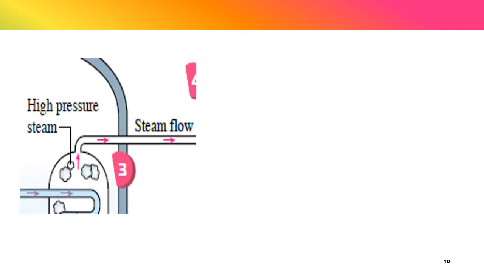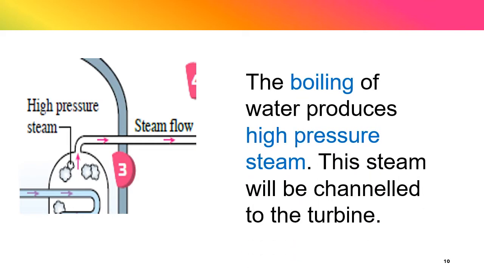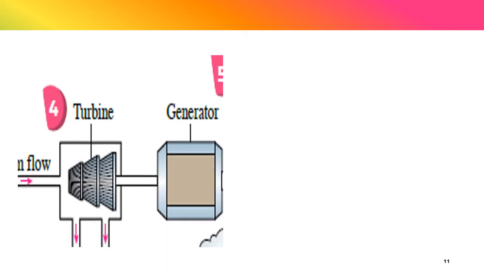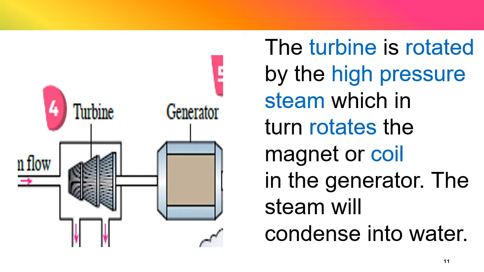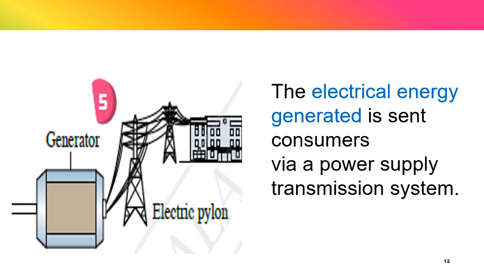And then this is the heat exchanger. What happens in this heat exchanger is that the boiling of water produces high pressure steam, and this steam will be channeled to the turbine. Then the turbine is rotated by the high pressure steam, which in turn rotates the magnet or coil in the generator. Then the water is circulated back into the primary circulation and condensed into water. After that, the electrical energy generated is sent to consumers via a power supply transmission system.